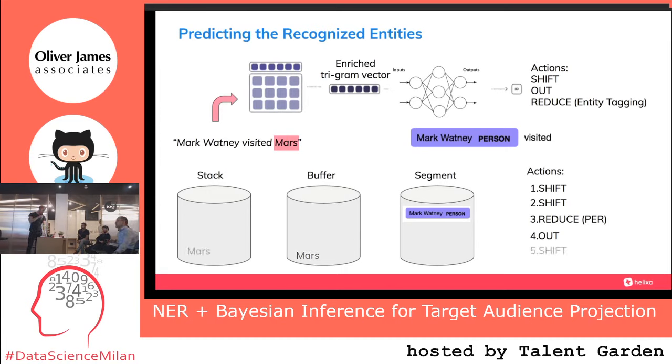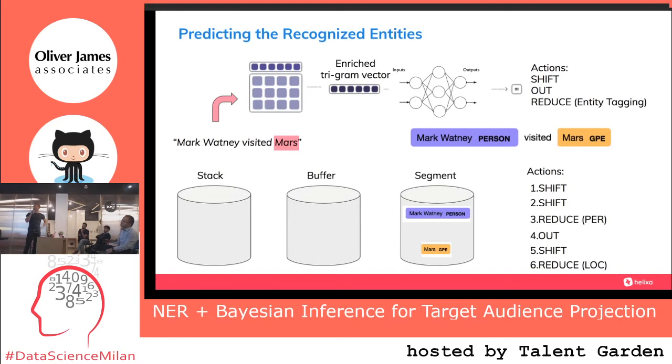We go to Mars, not literally, but we take Mars, we get the matrix and the new vector, and we predict shift. That means Mars can be an entity. We update the vector, and we stick again with the representation of the word Mars, and we predict again reduce. That means this is another entity, and we extract the second entity.